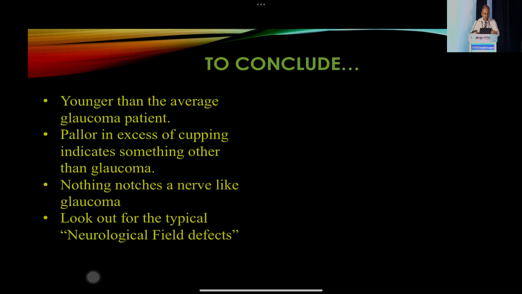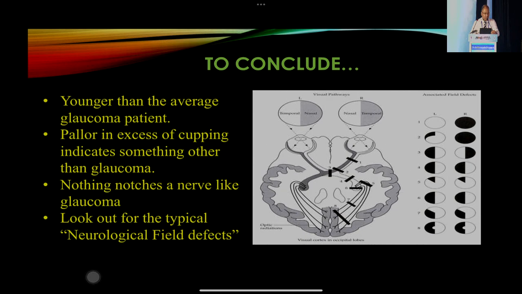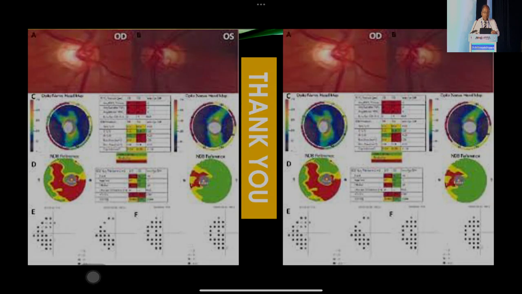To conclude, a patient younger than the average glaucoma patient might not be a glaucoma patient at all. Look carefully for a neuro-ophthalmic disease. Pallor in excess of cupping indicates something other than glaucoma. We all know nothing notches a nerve like glaucoma. So if we get a notch, we know what we should be looking at, and look for the typical neurological field defects. Thank you.